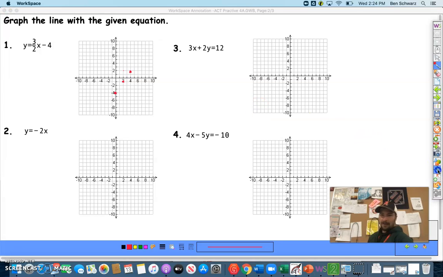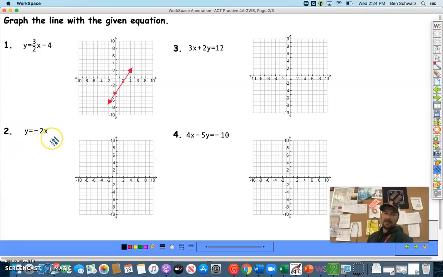So when you graph that line, I use my fancy line tool so everything's nice and straight. You just connect your points. And hopefully mine shows up nice. Good enough. Okay. Next one.